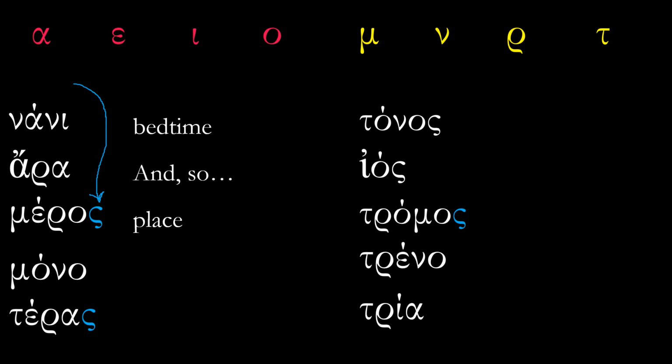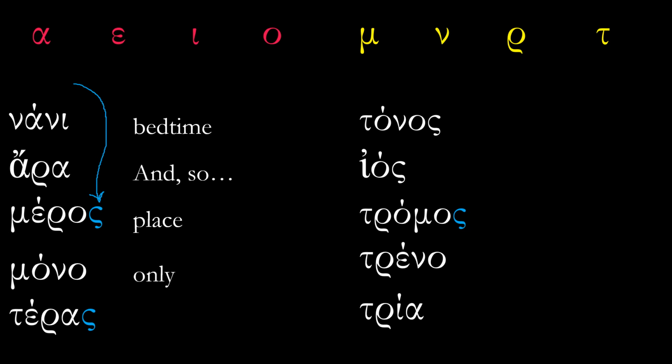So in Greek, instead of referring to the toilet, which you can do, we just say, θέλω να πάω στο μέρος. I want to go to the place, the place where I do my, that place. Meros.